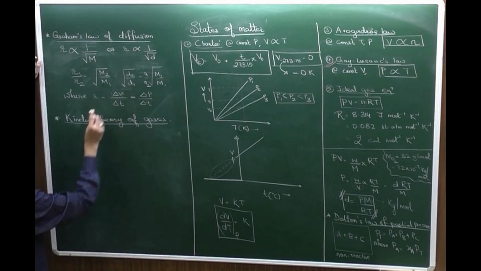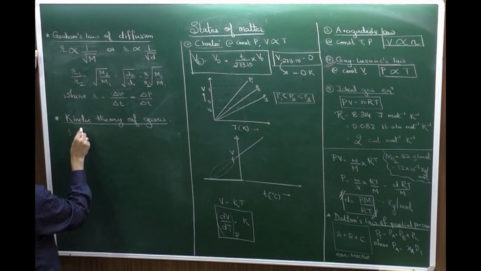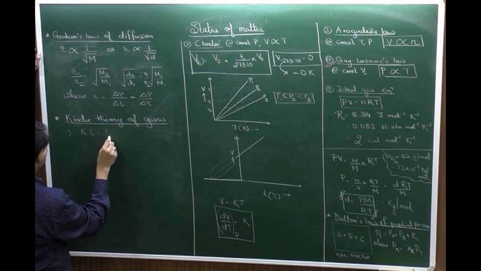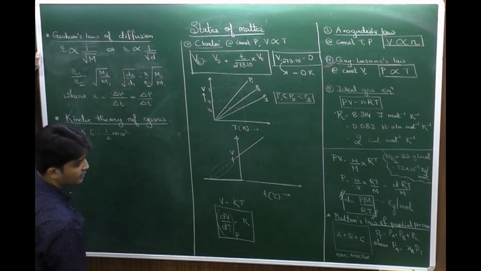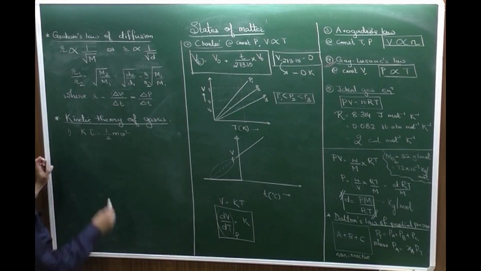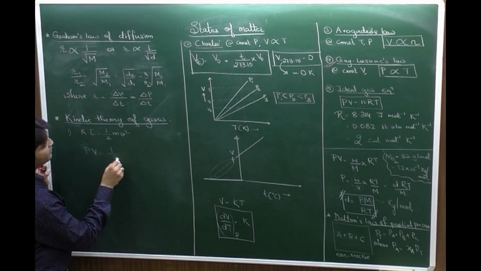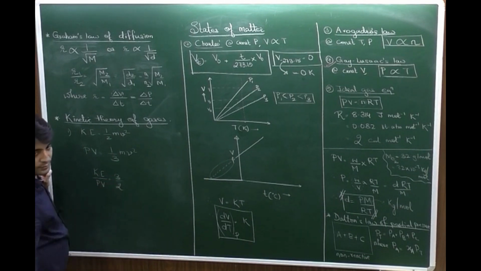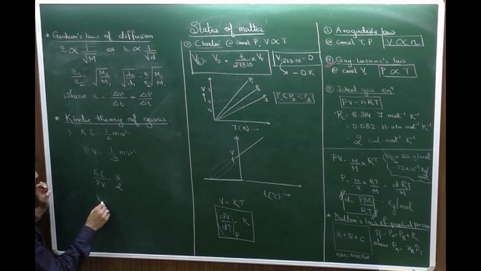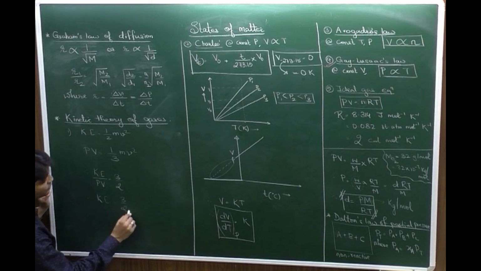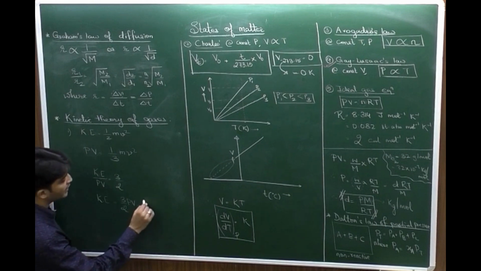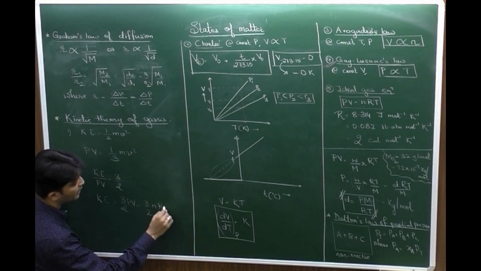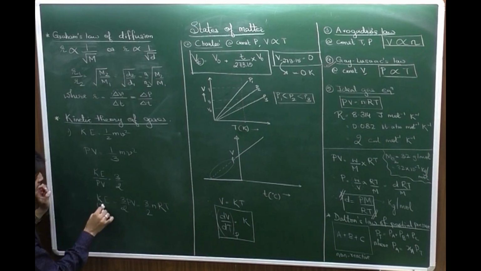The first expression which was important over here is kinetic energy equal to half mv square, where v is the root mean square velocity of the gas molecules, and the PV expression was 1 by 3 m into v square. Therefore, when you take the ratio kinetic energy upon PV, you get 3 by 2, and therefore the kinetic energy in terms of PV is 3 by 2 PV, or since PV equals nRT, 3 by 2 nRT. This is the total kinetic energy of all the gas molecules in the container.